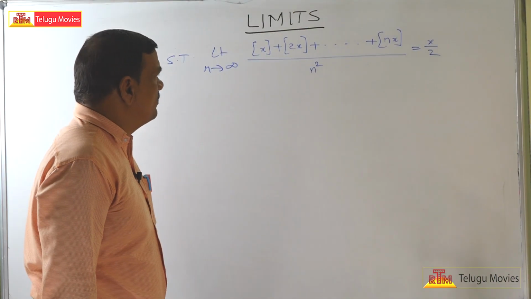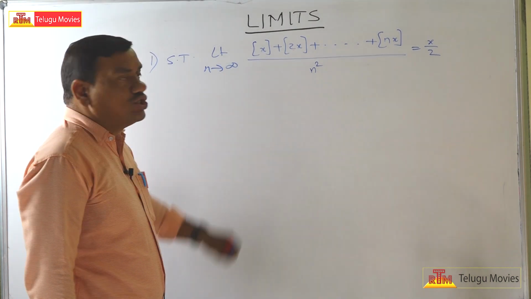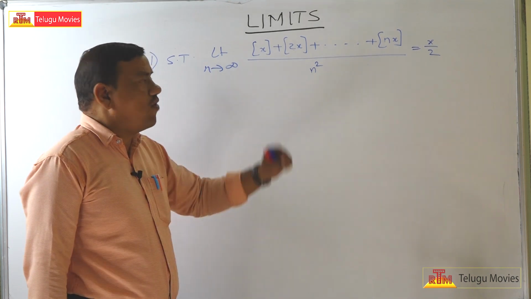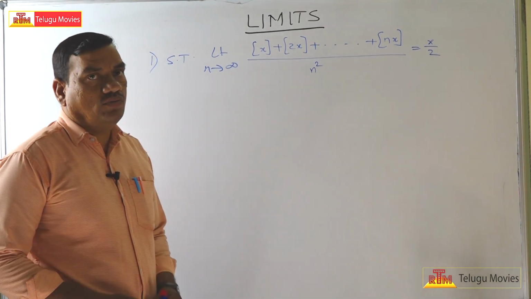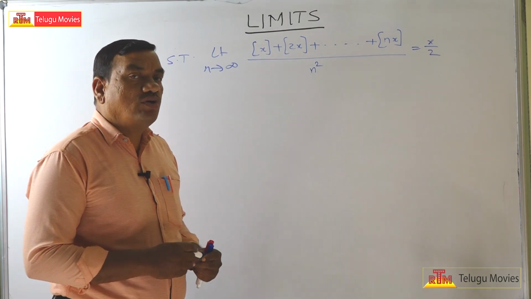Welcome to this problem, a very nice problem using the step function. Limit as n tends to infinity of step of x plus step of 2x plus so on up to step of nx, upon n square, is equal to x by 2. To do this problem, I already explained about the step function.